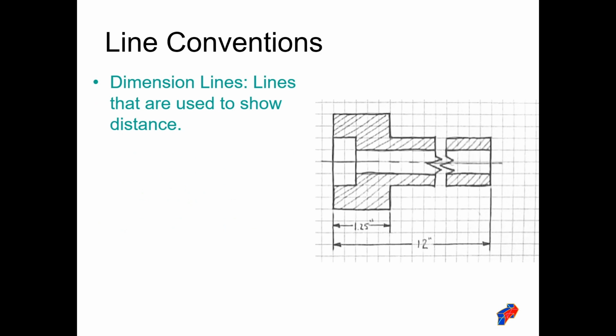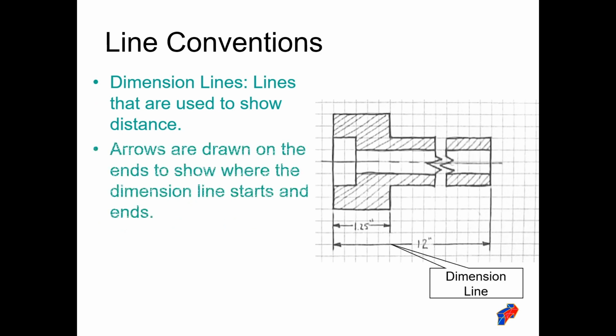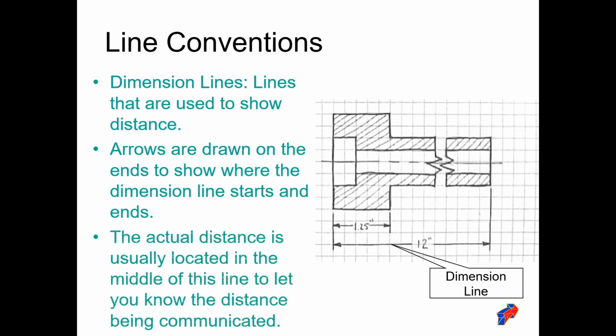Dimension lines are lines that are used to show distance. That is a dimension line. Arrows are drawn on the ends to show where the dimension line starts and ends. The actual distance is usually located in the middle of this line to let you know the distance being communicated.